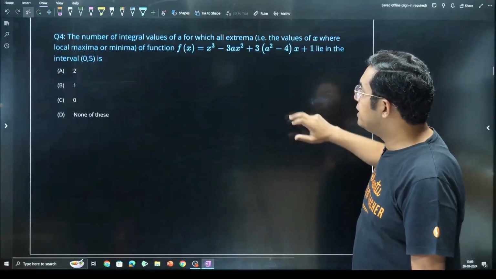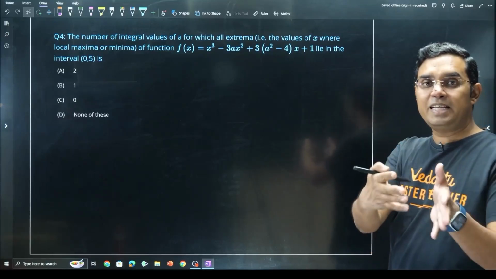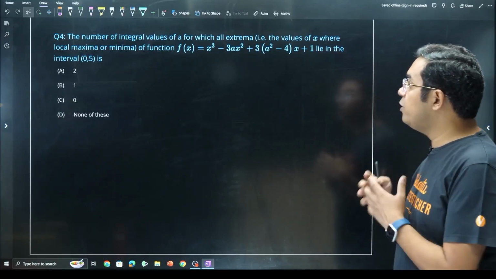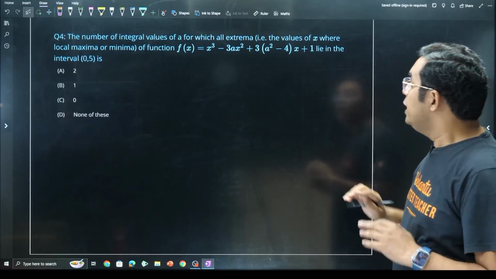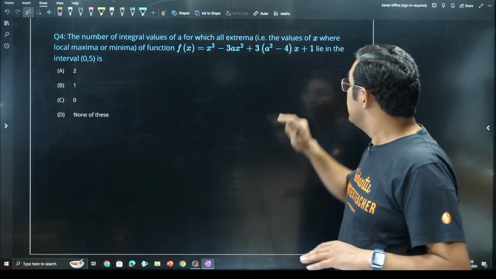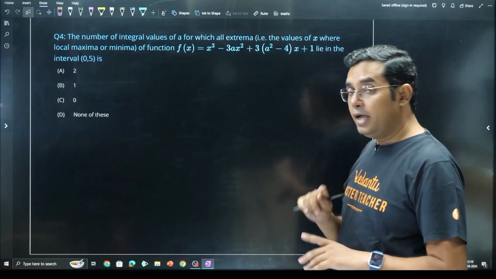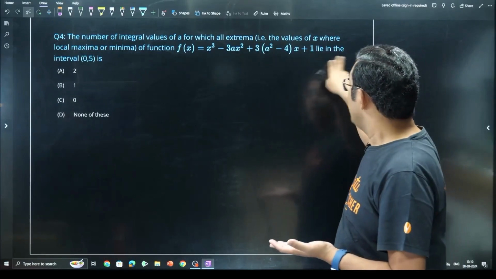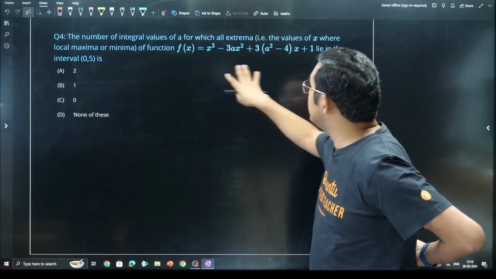The number of integral values of a for which all extrema, meaning where maxima or minima occur, that is value of x where local maxima or minima of the function lie in the interval 0, 5. Here it is clearly written that we are talking about the values of x where maxima or minima will occur. It is not the value at those maxima or minima, it is in terms of x and lie in the interval 0, 5. Then you have to find number of integral values of a.